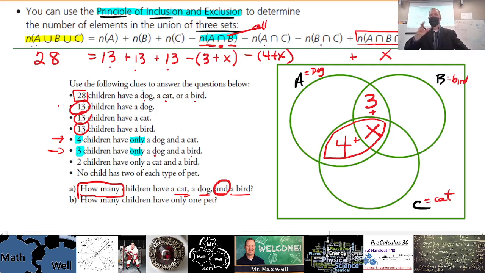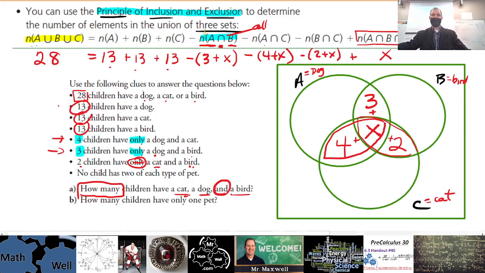Good? All right. So bird and cat. Okay, we have bird and cat. Yeah, cat and bird here. Only cat and bird is 2. So only cat and bird, that's this spot over here, that's 2. So cat and a bird in total is 2 plus x.